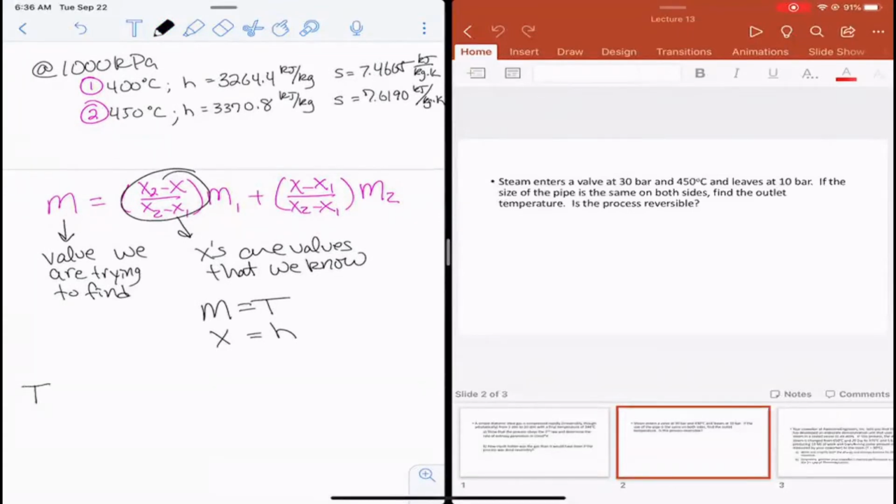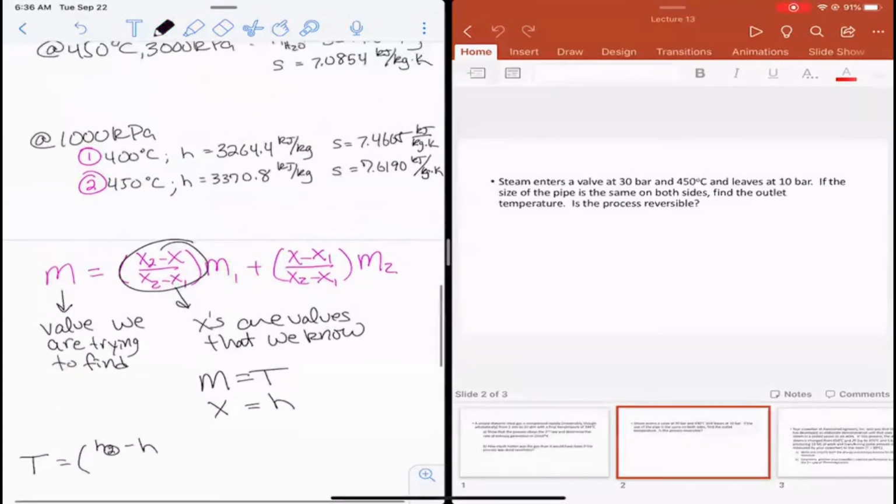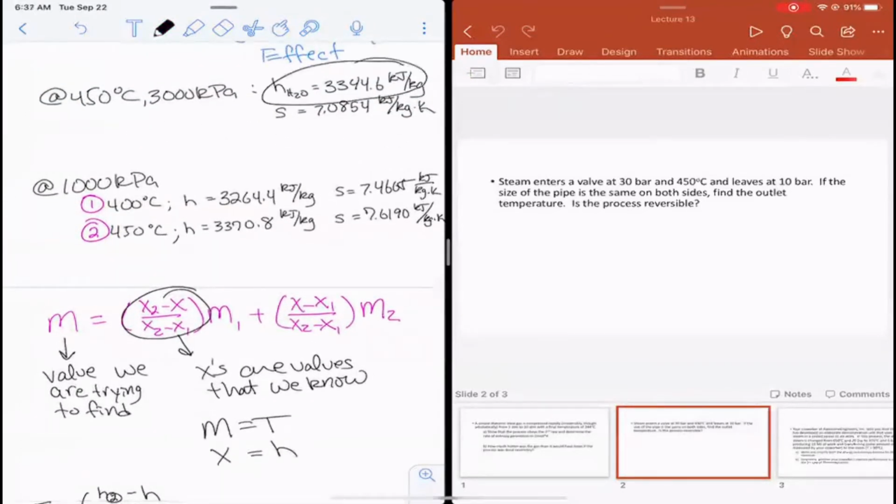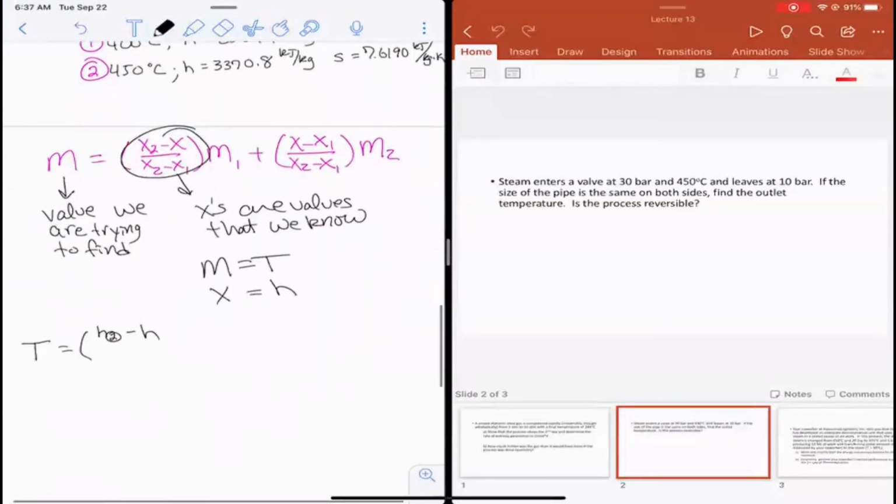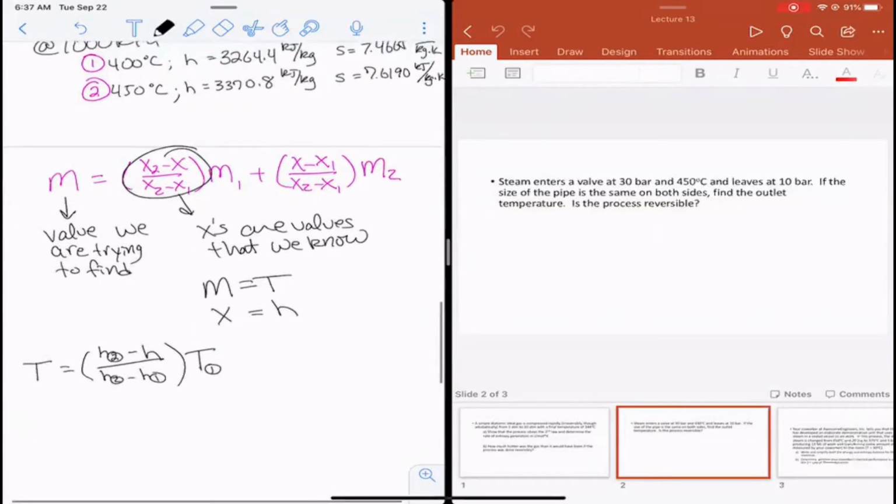the outlet temperature then equals the enthalpy at 2 minus the enthalpy that we're looking for. And we know that value already, right? We said that that was 3344.6 because we have an isenthalpic process, divided by H2 minus H1 times the temperature of 1, which of course, if you look above, would be 400 degrees C. Then that's plus H minus H1 over H2 minus H1 times T2.